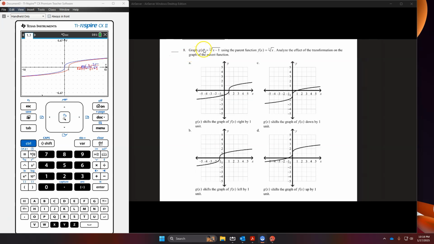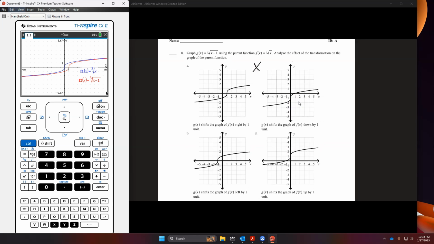So the graph of the cube root of x minus 1, using the parent function cube root of x, analyze the effect of the transformation. Well, you see the blue graph is the parent function and the red graph is the new function. And you notice that the minus 1 means it went to the right. So C went down, so that can't be it. B, the parent function shifted to the left 1 unit, so that can't be it. So now it's between A and D, and we know that A goes to the right and D goes up. So the answer is A.